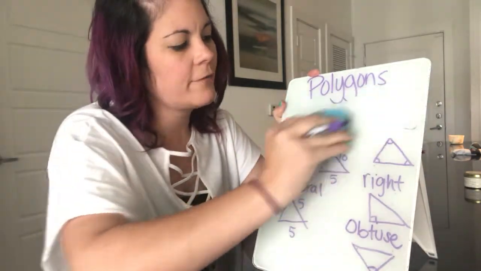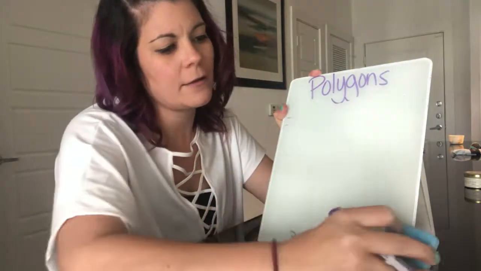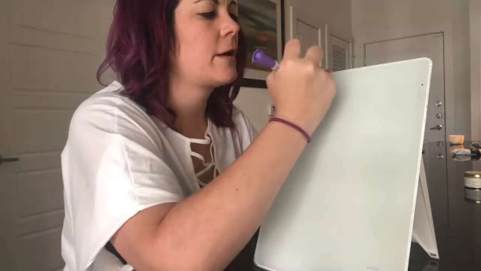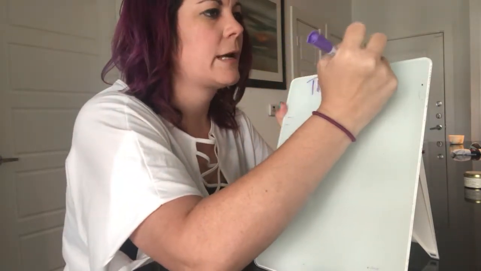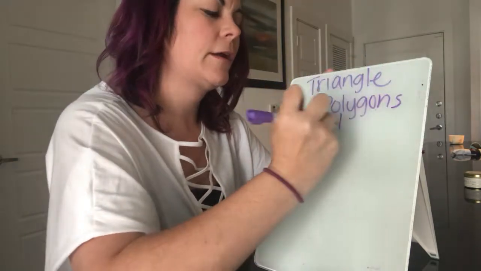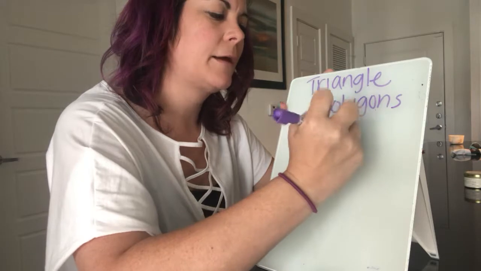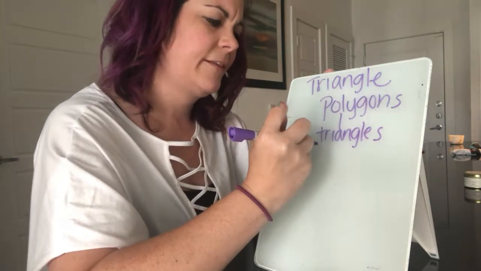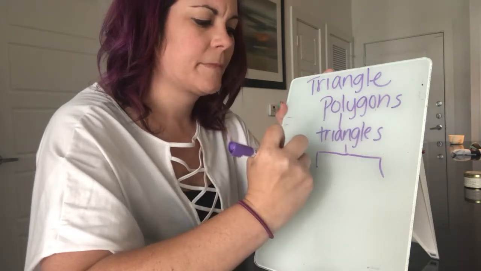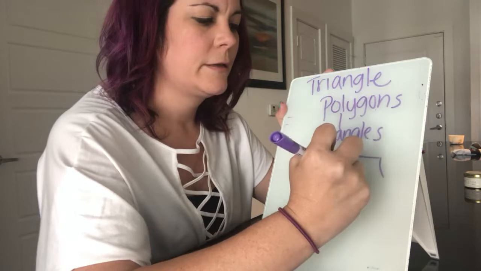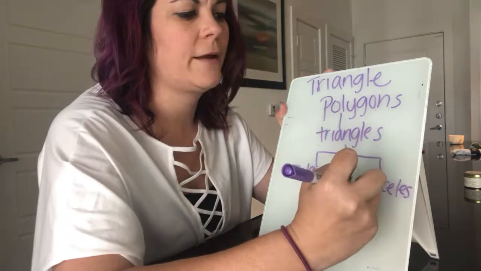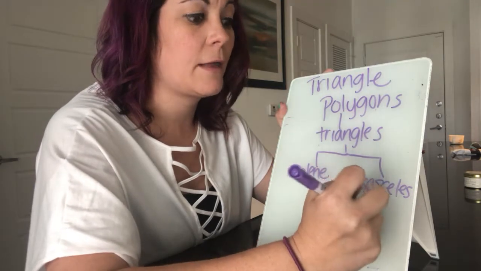So let's do the flow chart for classifying them by their sides. If we classify a triangle by its sides, we get this flow chart. We have polygons. Then we're talking about triangles, which are three-sided polygons. And then by its sides, we have scalene, which means all three sides are different. And then we have isosceles, which means at least two sides are the same. And then under that, we have equilateral.